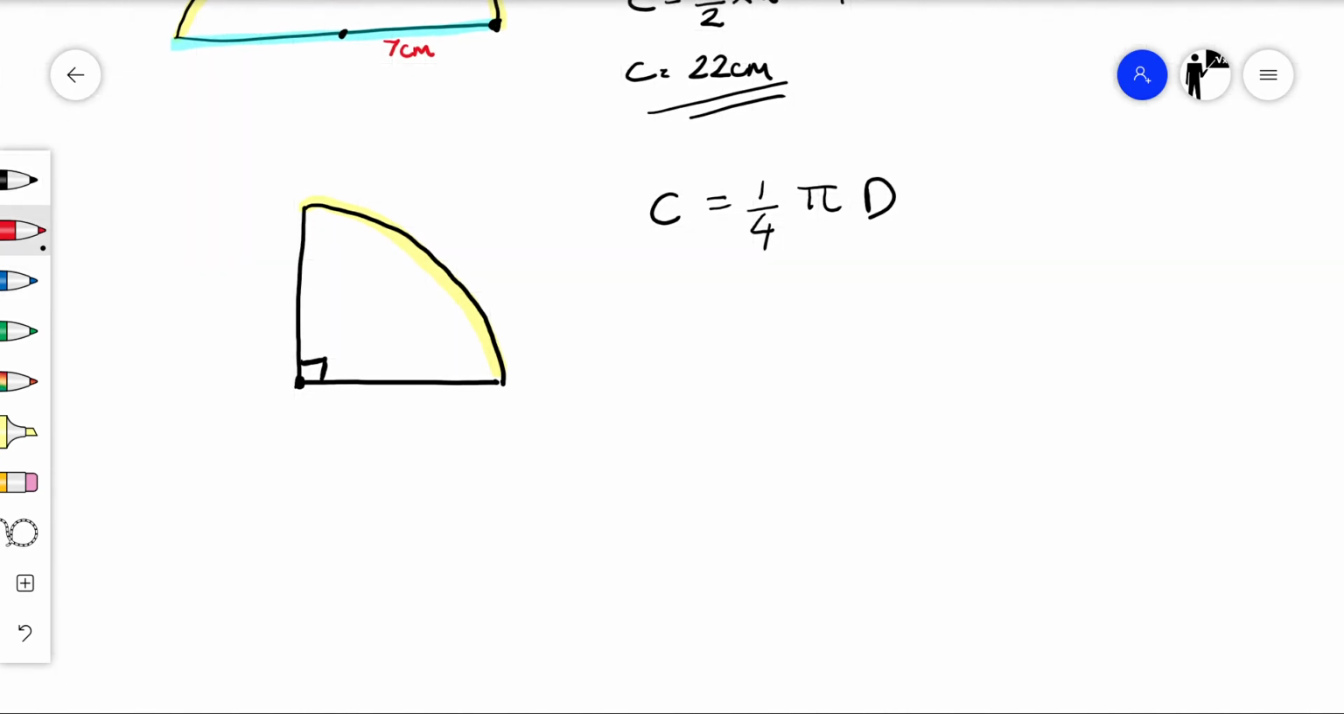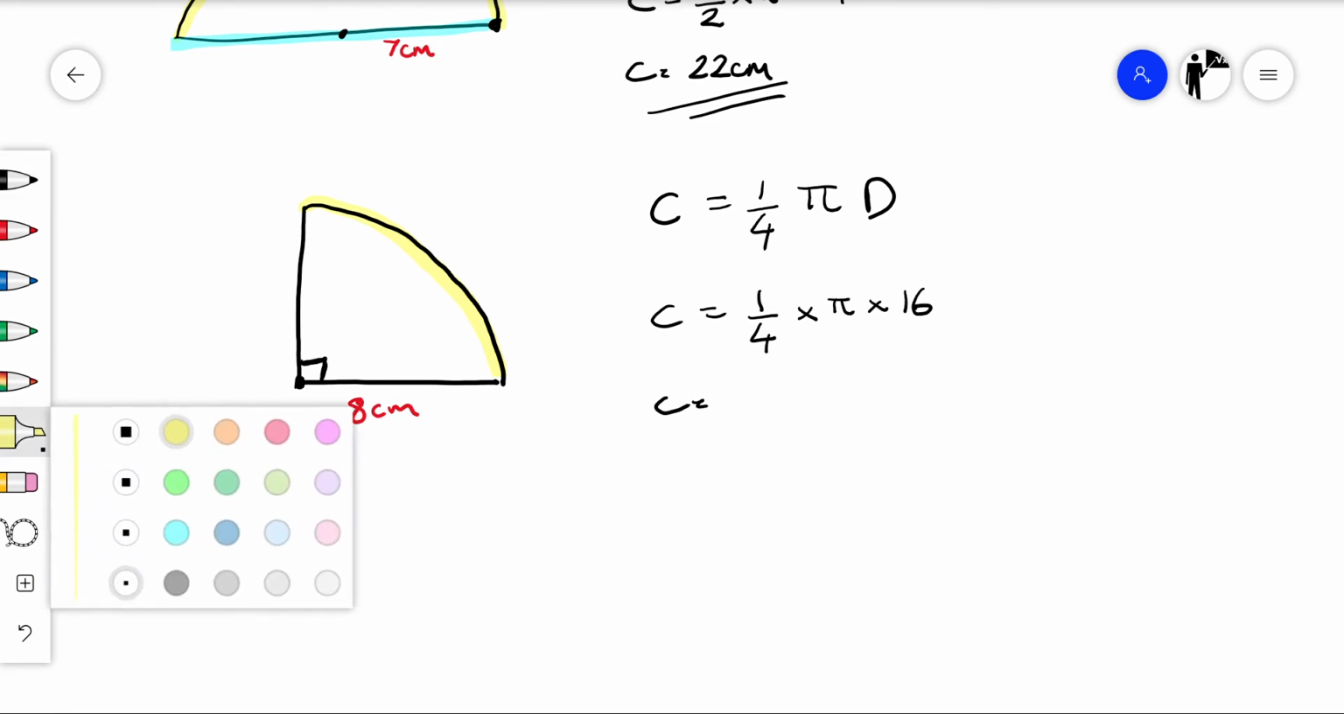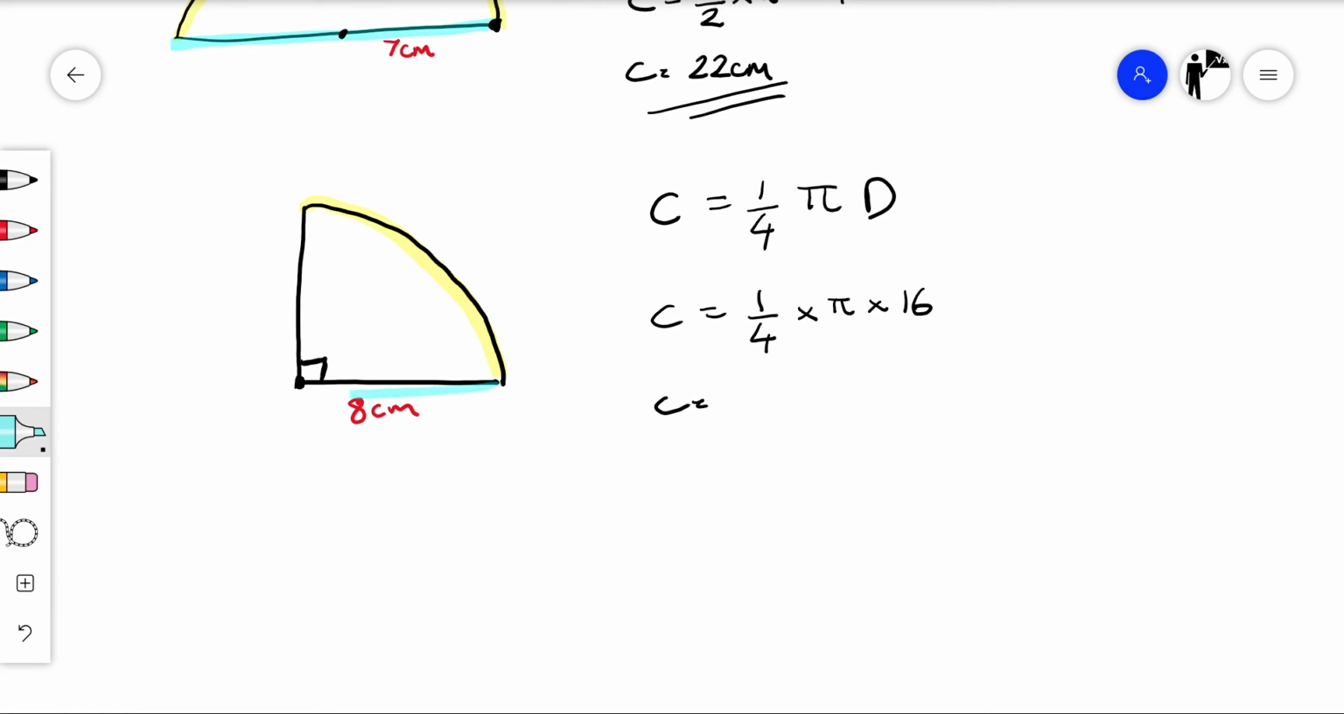Let's imagine that our radius is 8 centimetres. So we are going to do a quarter times pi times 16. Remember, if this were a full circle, the diameter would be the distance that goes the whole way across, 8 and 8, 16. So that's a quarter times pi times 16, that's pi times 4, which is 12.6 centimetres to 1 decimal place.